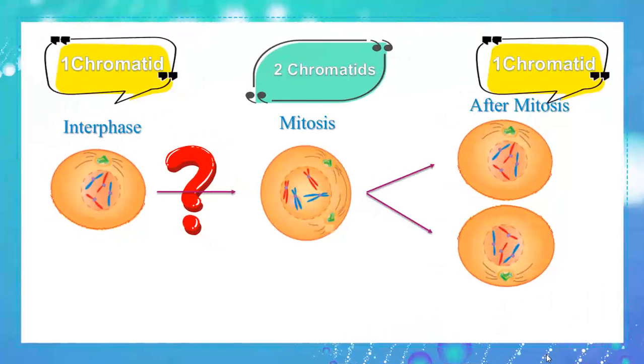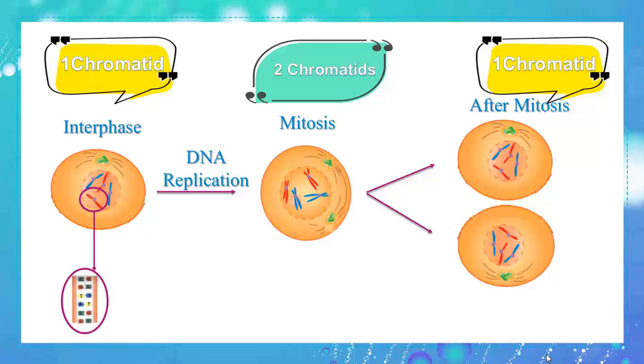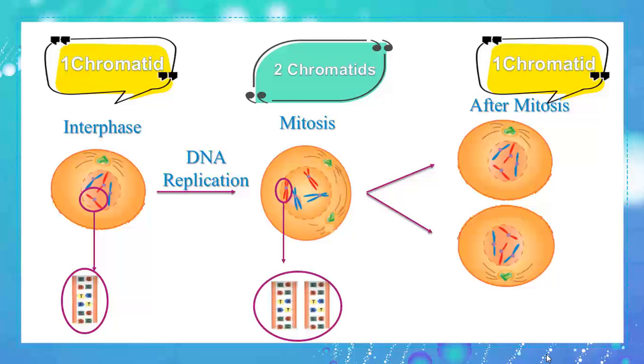Here we've answered our important question: how do we get two chromatids for each chromosome? The answer is in DNA replication, where you had chromosomes with one chromatid or one DNA molecule. After DNA replication, this chromosome will contain two chromatids or two DNA molecules, and finally, after division or mitosis, it will return to its original state, having one chromatid or one DNA molecule.